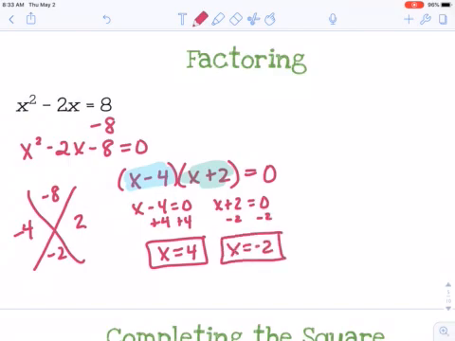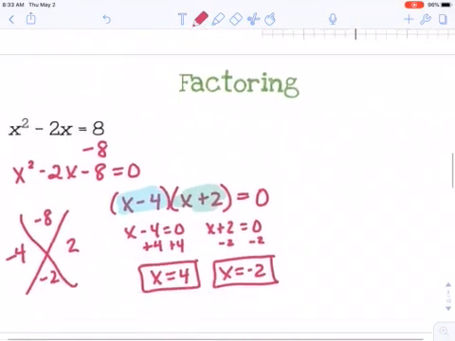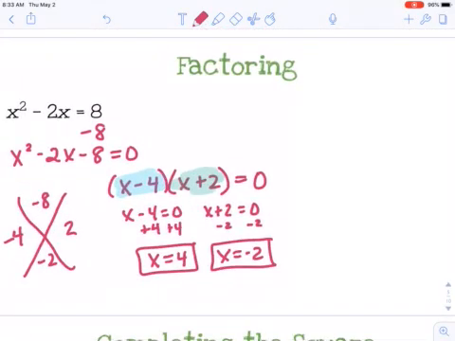Okay, so you'll notice I got the same answers as I did up here when I graphed it, but I just did it through factoring instead. I do want to come back to this in a second and talk about how you go back through this process, but we'll do that at the end.